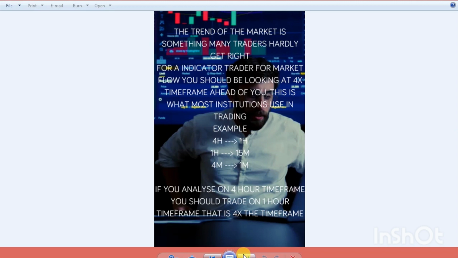So the trend of the market is something many traders hardly get right. For an indicator trader, you should look for the market flow, looking at the time frame ahead of you. This is what most institutions use in trading. Example, trading on 4 hours, look at analysis on 1 hour, and vice versa. So you have to analyze on the 4 hours time frame and take a trade on the 1 hour time frame.